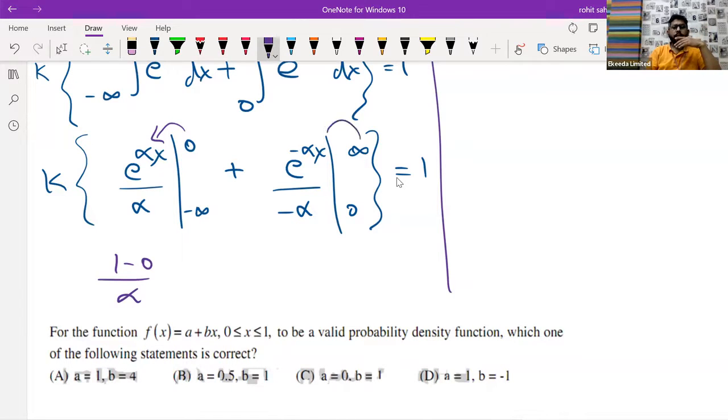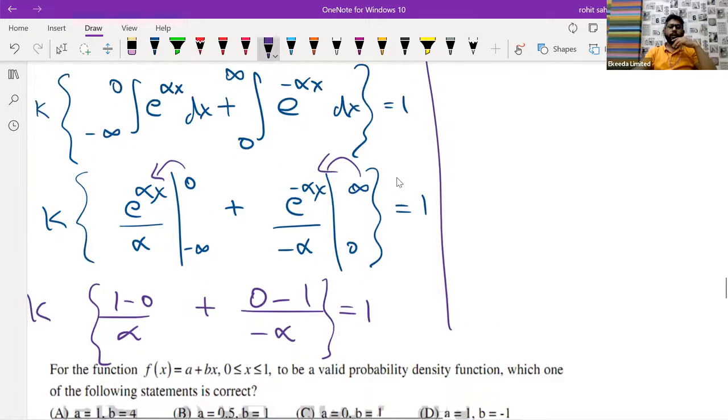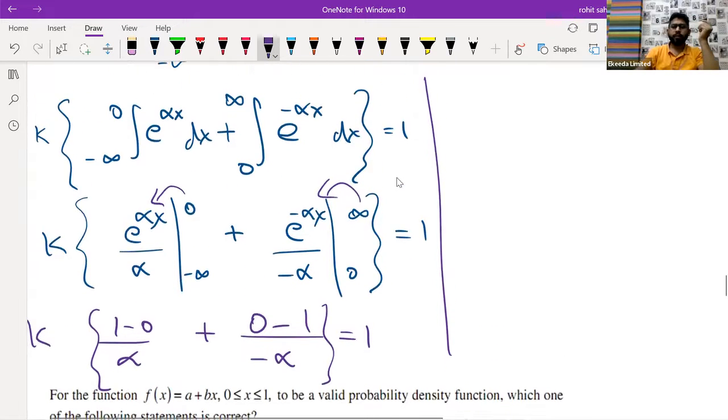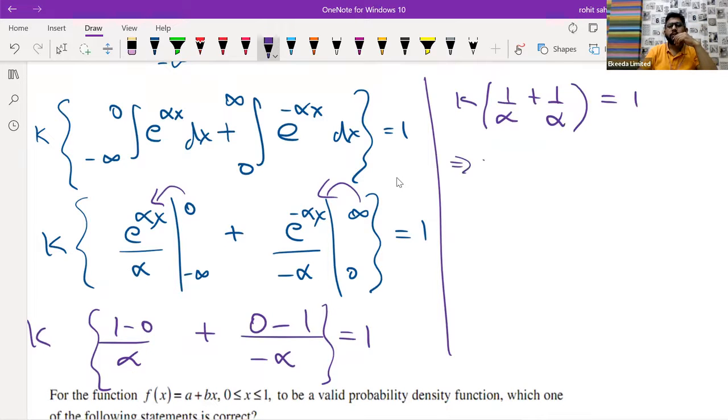And in this case, when you put x equal to infinity, it is e to the power of minus alpha times infinity, which is again 0. Negative infinity की तरफ चले जा रहा है value. When you put 0, it will be 1 by minus alpha. Right? So there is a plus sign, k equal to 1. So that means it is 1 by alpha, minus minus cancel, plus 1 by alpha. So k times of 1 by alpha plus 1 by alpha equal to 1. So that is like 2 alpha. So k will become alpha by 2. यही आया क्या? 0.5 alpha. Option C बोला ना आपने?